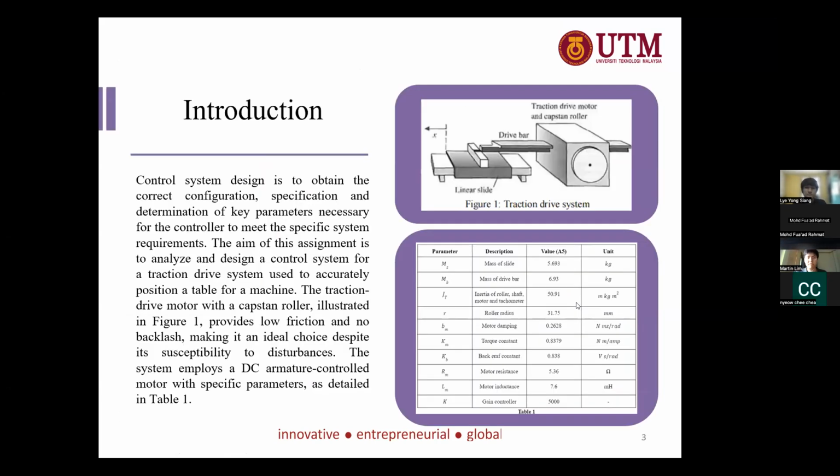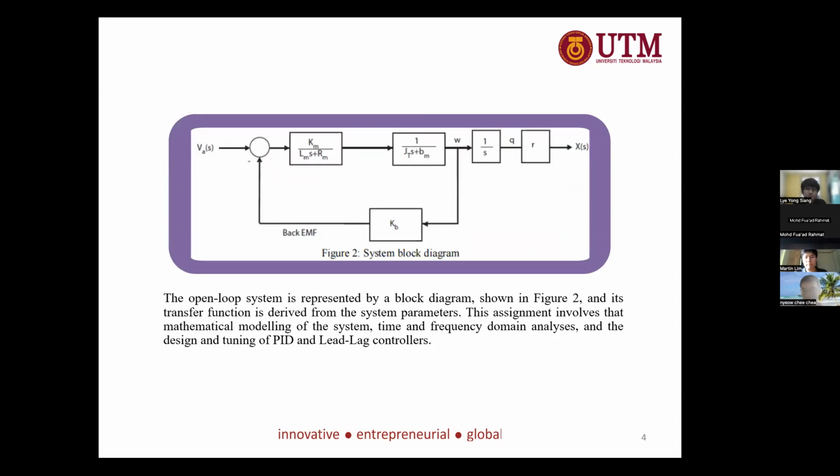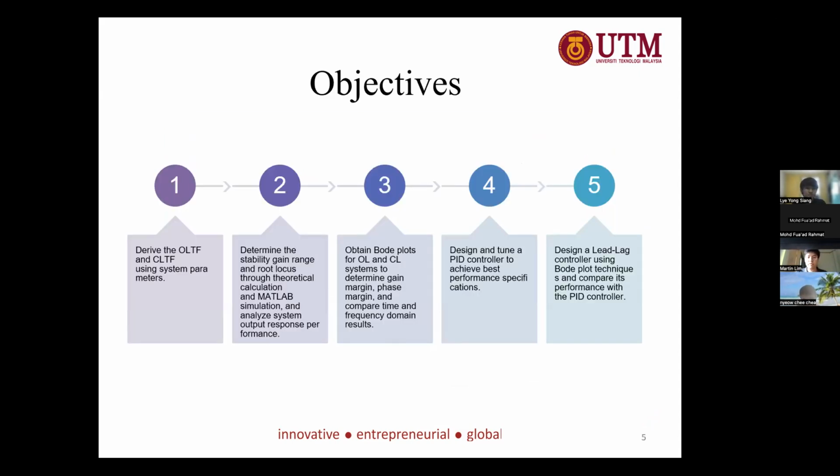The aim of this assignment is to analyze and design the control system for the traction drive system as shown in Figure 1. The parameters used are set A5, as shown in Table 1. Figure 2 is the system block diagram for the track systems. The assignment also involves theoretical modeling of the systems, time and frequency domain analysis, designing the KIP, tuning, and the lead-lag controllers. This is the objective that I mentioned just now.